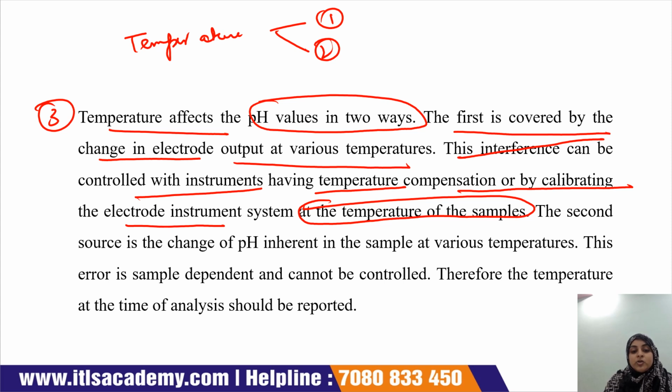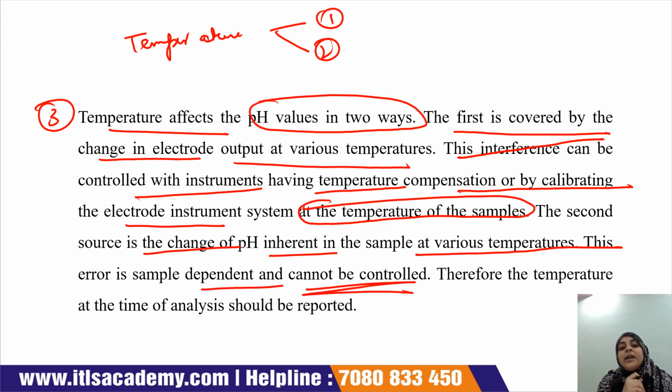The second source is the change of pH inherent in the sample at various temperatures. This error is sample dependent and cannot be controlled. Therefore, the temperature at the time of analysis should be reported.